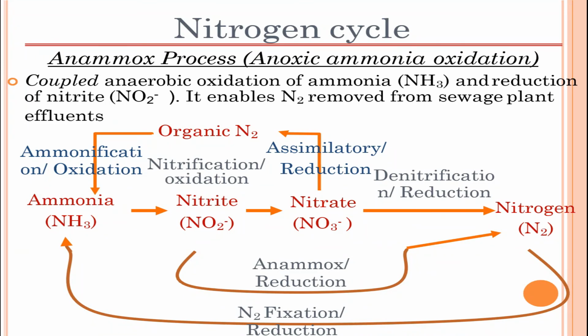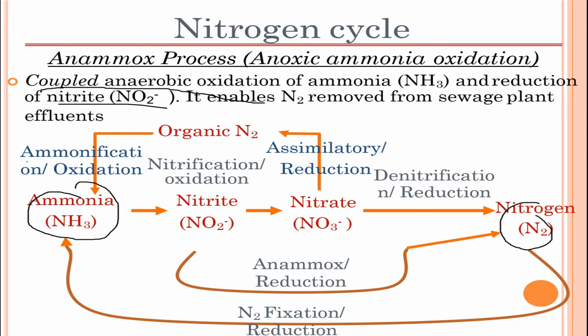Also, this is another process for your knowledge, which is the anammox process, which is anoxic ammonia oxidation. So the anammox process, alright. This is a coupled anaerobic oxidation of ammonia and reduction of nitrate. So as you can see, the basic thing is that ammonia gets converted back to nitrogen, alright.